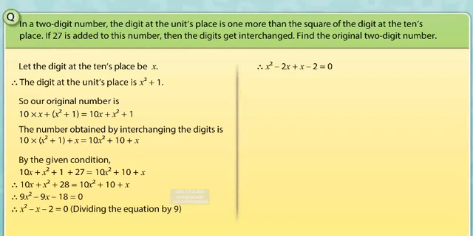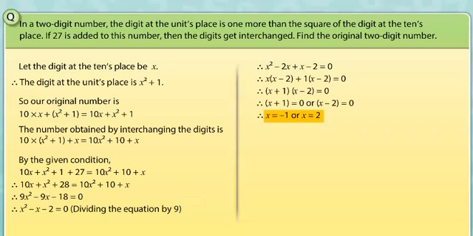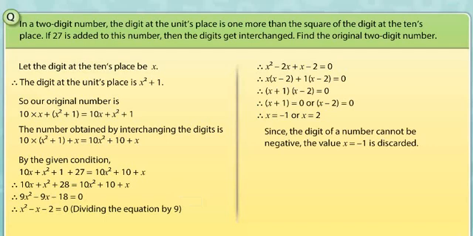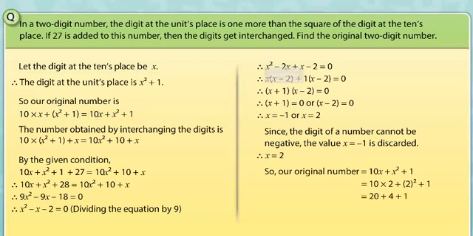Now, to solve this quadratic equation, we split its middle term and simplify it as shown. We get the values of x as minus 1 or 2. Since the digit of a number cannot be negative, we do not consider the value minus 1. Hence, the correct value of x for our problem is 2. Since our original number is given by 10x plus x squared plus 1, we can substitute the value of x as 2 in this equation. We thus get our original number as 25. Simple, isn't it?